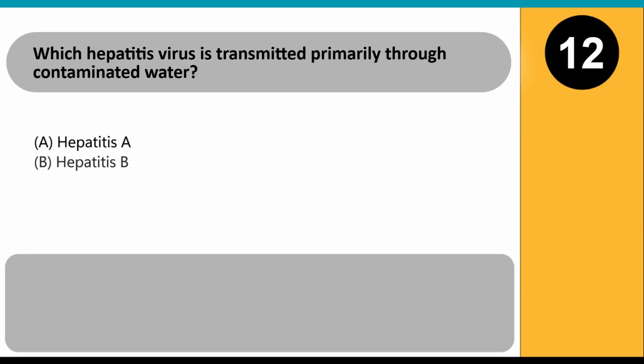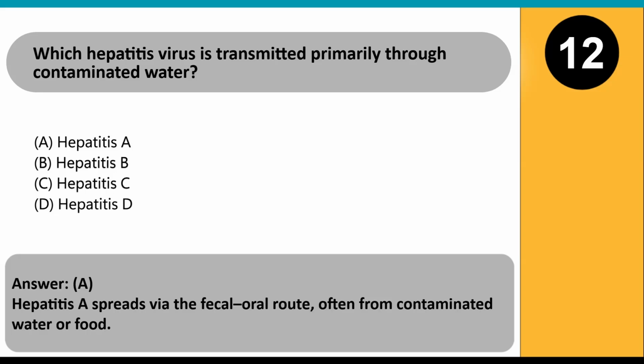Which hepatitis virus is transmitted primarily through contaminated water? A. Hepatitis A. B. Hepatitis B. C. Hepatitis C. D. Hepatitis D. Answer A. Hepatitis A spreads via the fecal-oral route, often from contaminated water or food.